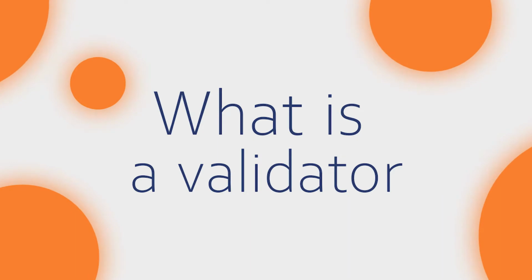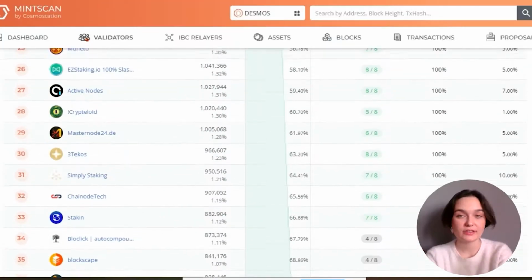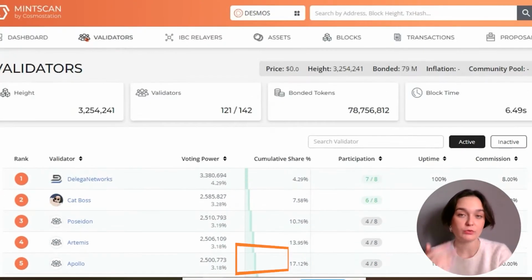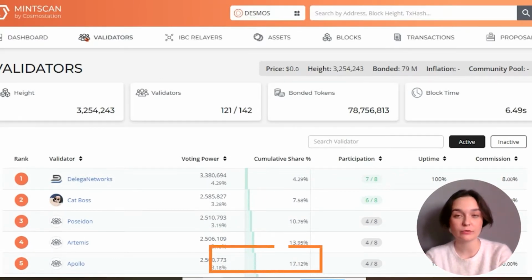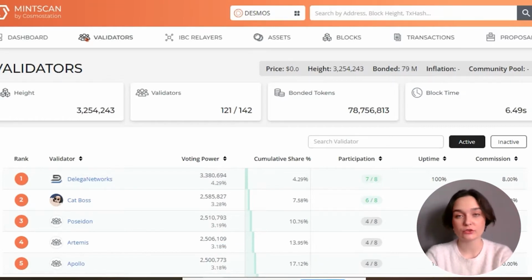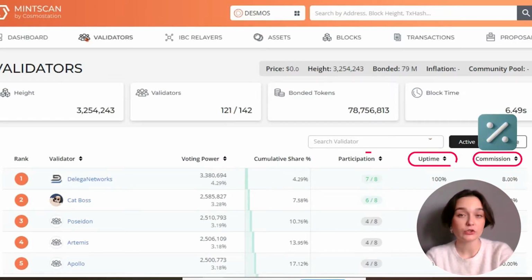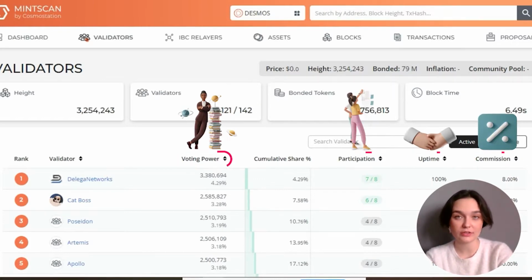Today we would like to tell you about one important topic, how to choose the right validator. In a nutshell, a validator is an intermediary between users and the network, which ensures the security of the network and transmits information between blocks. The only question is which validator to choose and which indicators to look at. The first thing you should pay attention to is reliability.